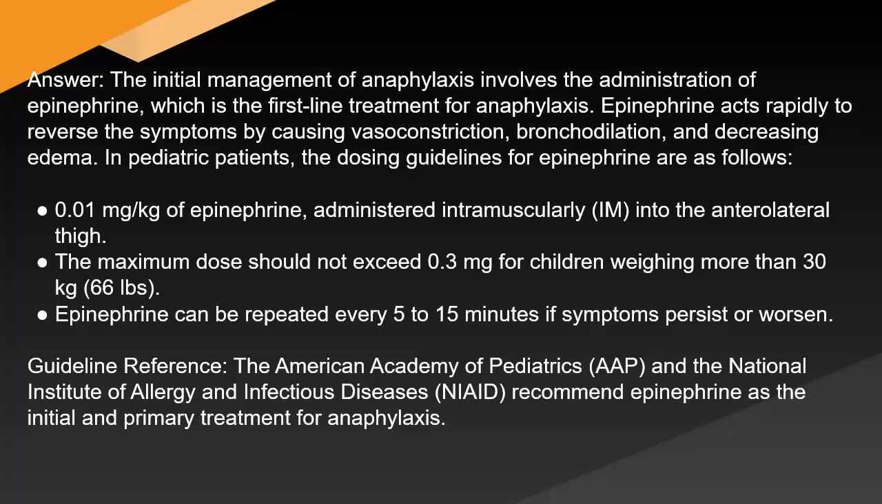Epinephrine acts rapidly to reverse the symptoms by causing vasoconstriction, bronchodilation, and decreasing edema. In pediatric patients, the dosing guidelines for epinephrine are as follows: 0.1 mg of epinephrine administered intramuscularly into the anterolateral thigh. The maximum dose should not exceed 0.3 mg for children weighing more than 30 kilograms, 66 pounds.